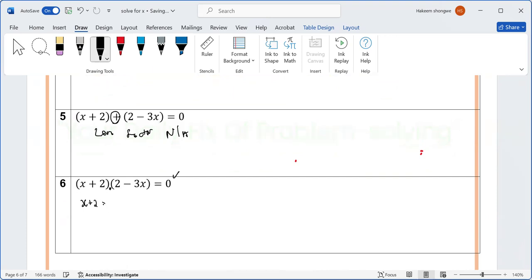X plus 2 is equal to 0, or 2 minus 3x is equal to 0. And then what are you going to have here? X is equal to negative 2. Or negative 3x is equal to negative 2. So what do we have then? Divide by negative 3 on both sides, and X is going to be equal to 2 over 3.